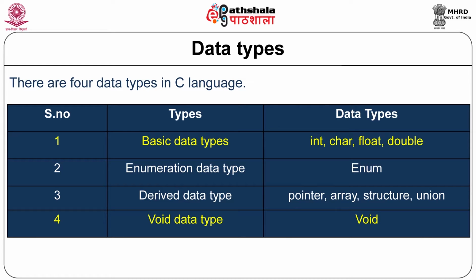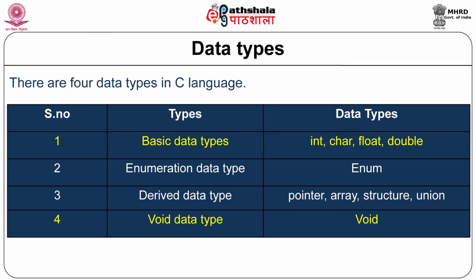There are different data types. These data types are given in tabular form. You can see the basic data types are integer, character, float, double. The enumeration data type is enum. Derived data types are pointer, array, structures, unions. The void data type is void.